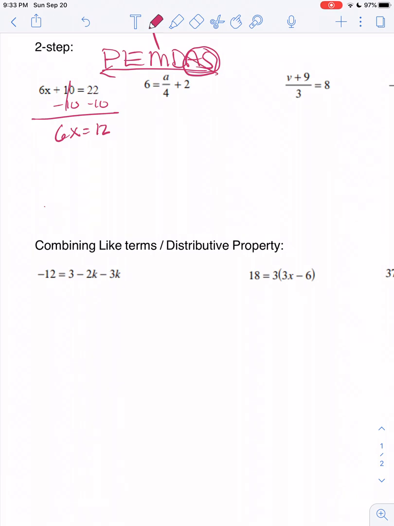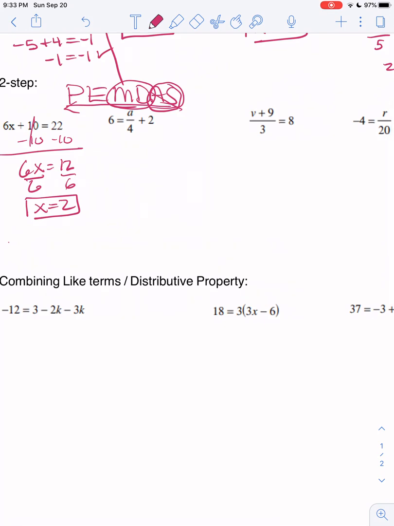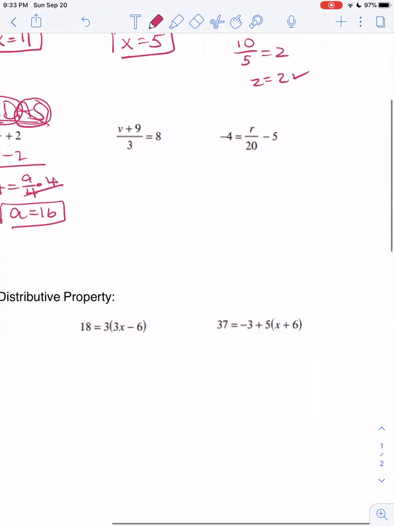Once we're done with addition subtraction, we're going to move on to multiplication division. Divide each side by 6. It looks like x is going to be 2. Okay, next one, we have addition and division. So we have to get rid of that addition first by subtracting 2 from each side. Now to get rid of that divide by 4, we know we're going to do the opposite, or multiply by 4. So it looks like a is going to be 16. Again, we can easily check that if we wanted to substitute it back in.